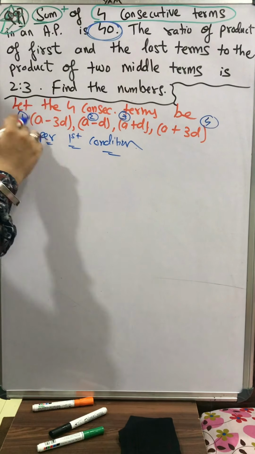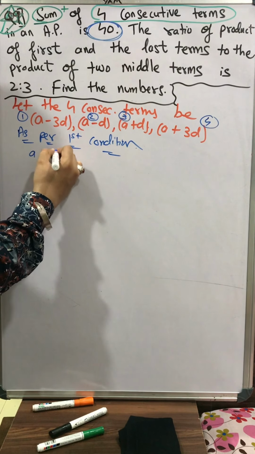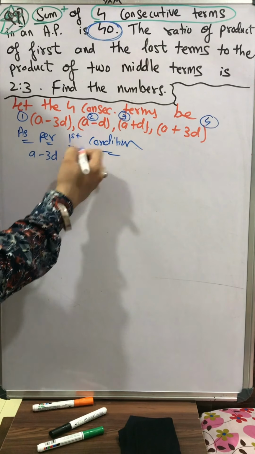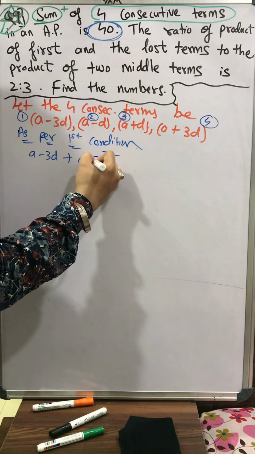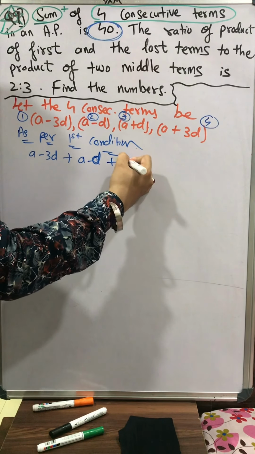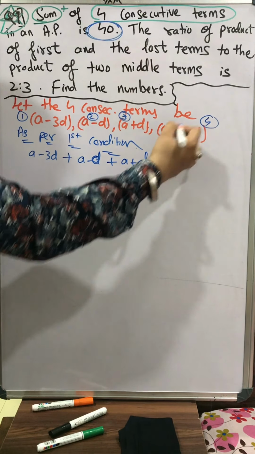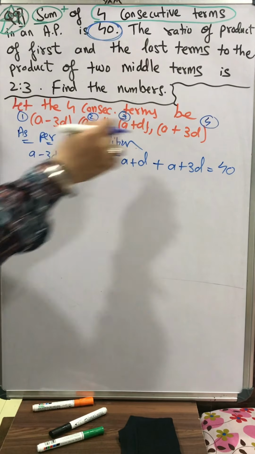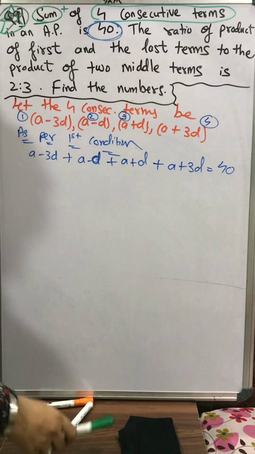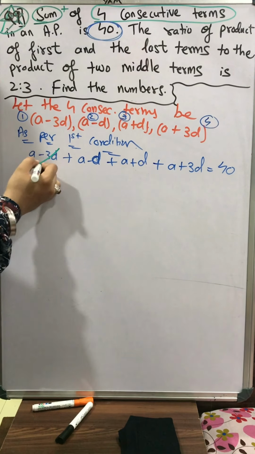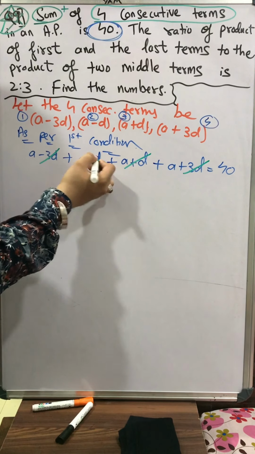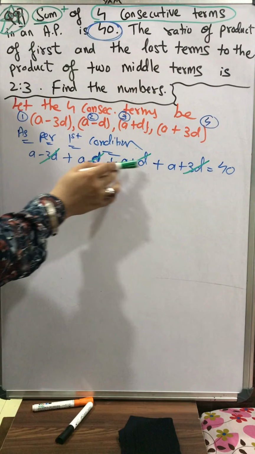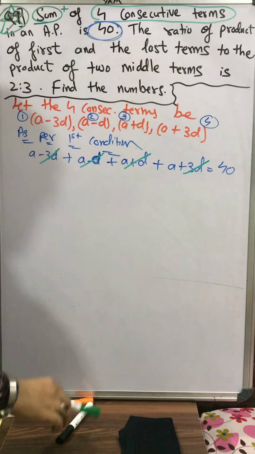Sum of all 4 terms. Our first term a minus 3d. I'm not putting brackets because plus does not make any changes in the sign. A minus 3d plus second term a minus d plus third term a plus d plus fourth term a plus 3d is equal to 40. Now we have a scenario where minus 3d plus 3d plus d minus d, everything gets cancelled. So 1a plus 1a plus 1a plus 1a, 1 2 3 4, we have 4 times a.